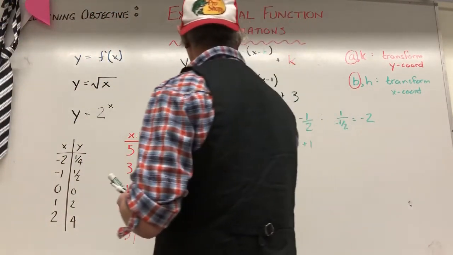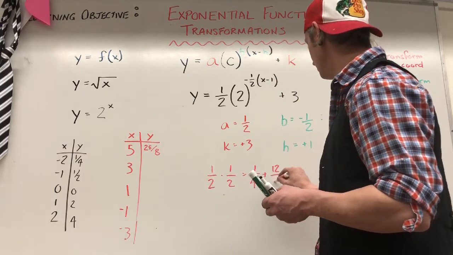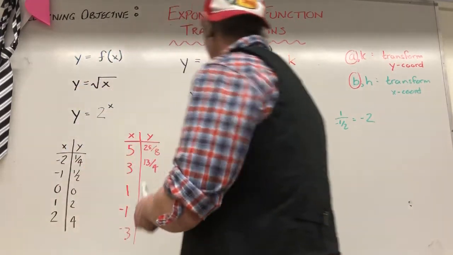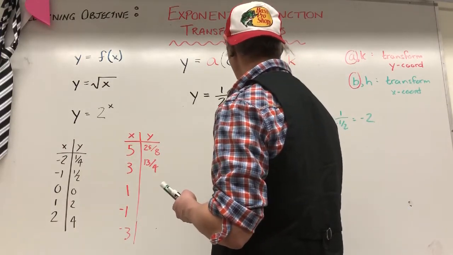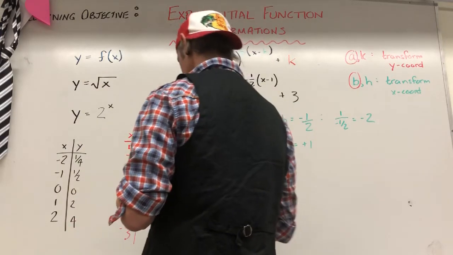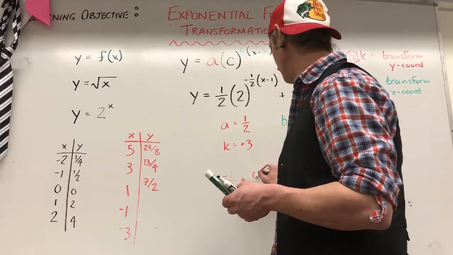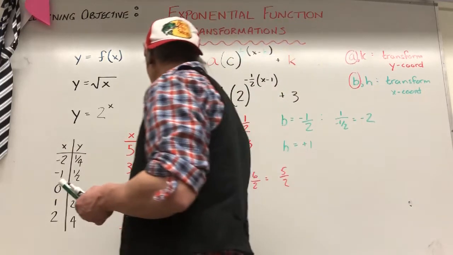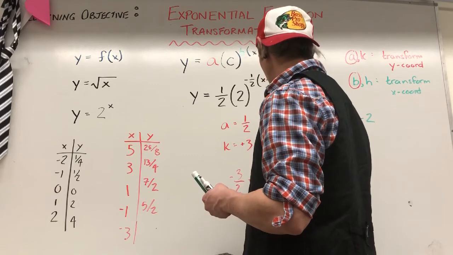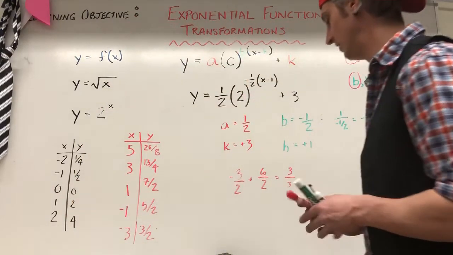The next term, 1/2: 1/2 times 1/2 is 1/4, and then I add 3 using a common denominator of 4. 12 divided by 4 is 3, and I get 13/4. Then I multiply 1 by 1/2, and I get 1/2, and then I add 3, which is 7/2. And then -1 times 1/2 is -1/2, plus 3, so plus 6/2, is 5/2. And then -3 times 1/2 is -3/2, plus 6/2 is 3/2. If I plotted that, that would be my function transformation.